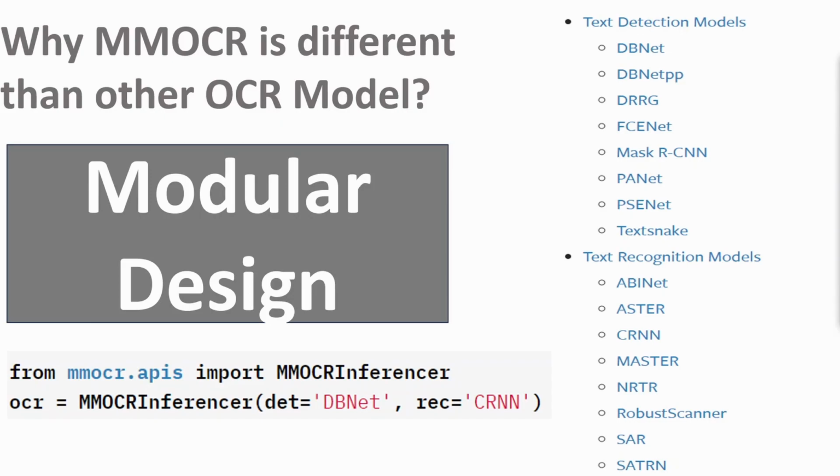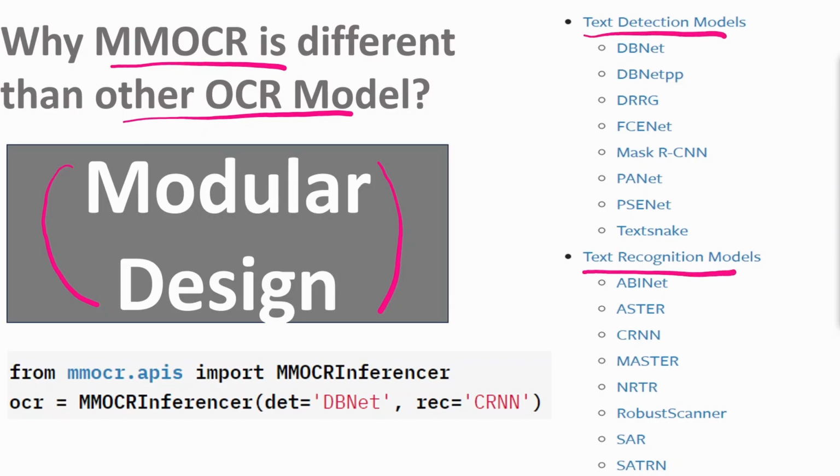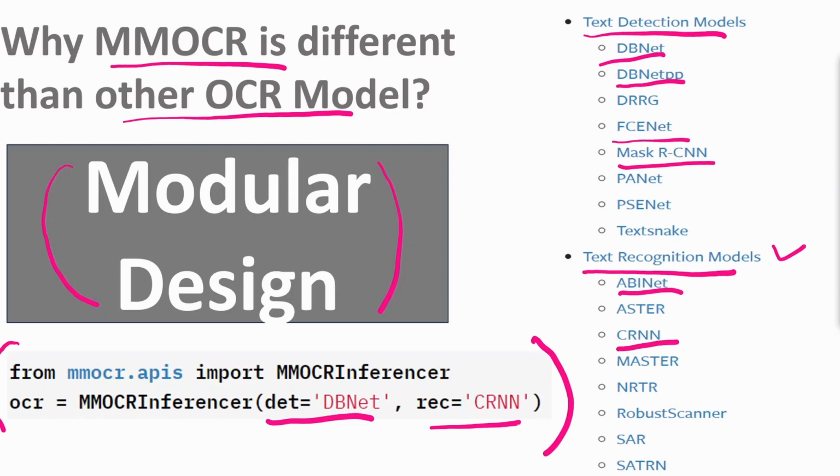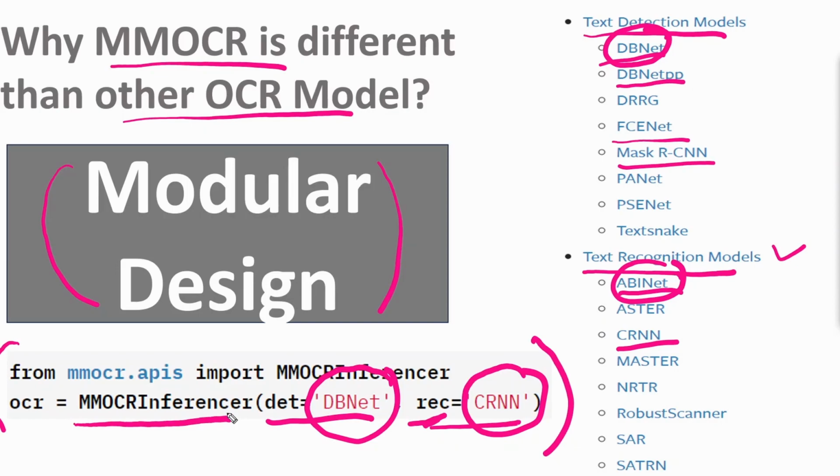One of the most important things that makes it different from other OCR models is the modular design, because in MMOCR we can use different types of detection and recognition models for text detection and recognition. Here you can see the Python command for these different types of detection and recognition models. Here is the list of text detection models like DBNet, PSENet, FCENet, Mask R-CNN, lots of detection models. And below you can see the text recognition models like ABINet, CRNN. Here the CRNN model is used for text recognition, and the DBNet model is used for text detection. So inside the MMOCR inference you can use different types of detection and recognition models listed here. This modular design makes MMOCR different from other OCR models.